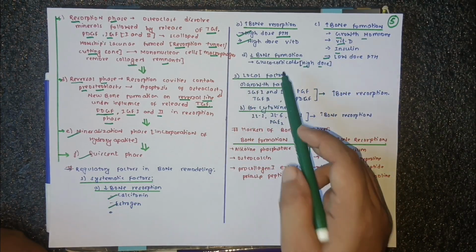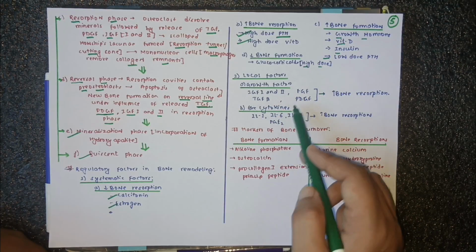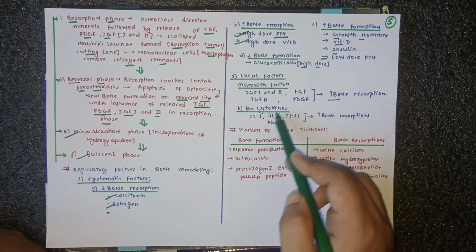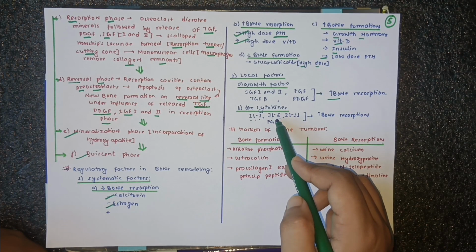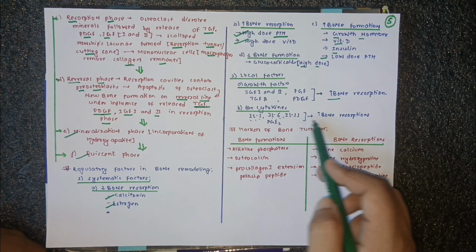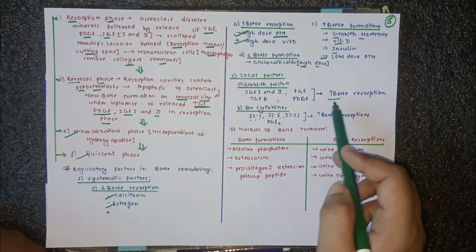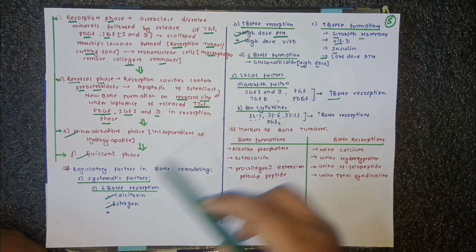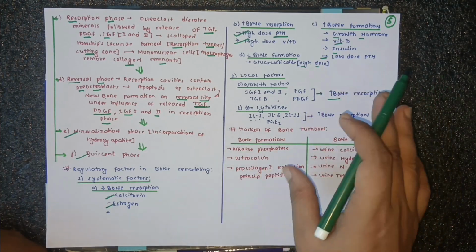After that, among local factors, we have growth factors like IGF-1, IGF-2, FGF, TGF beta, PDGF. They are increasing the bone resorption. Similarly, the cytokines like interleukin 1, interleukin 6, interleukin 11, PGE2 also increase the bone resorption. So those growth factors are also regulatory factors for bone remodeling. They are not quite important, you just look at all those points.